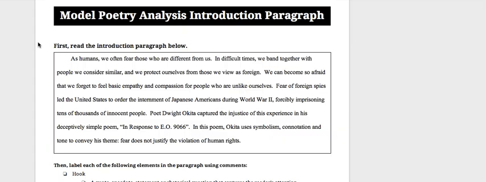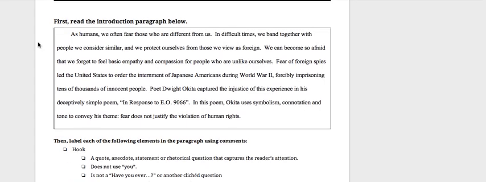So now, a good introduction is going to grab the reader's attention, give a little bit of background info so the reader understands what the essay is about, and then give the thesis statement that previews the argument throughout the whole essay. Let's start with the hook.